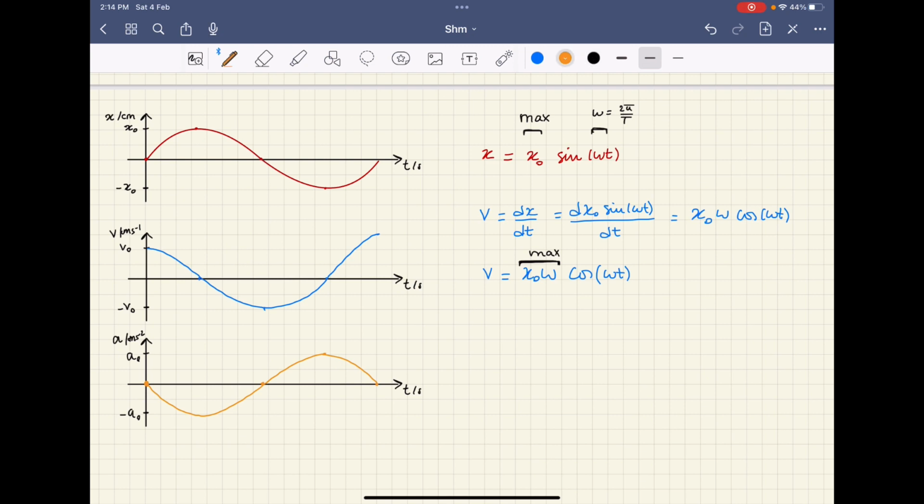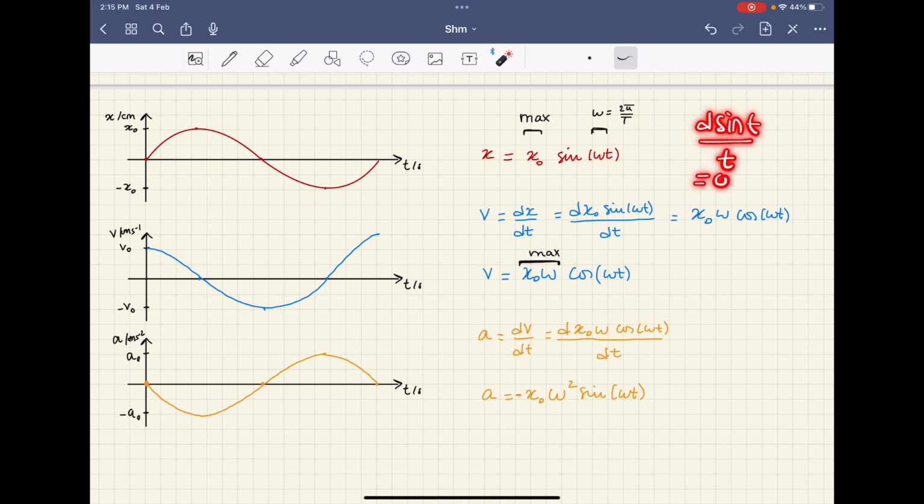Last thing, if we would like to find the acceleration, we would derive the velocity in time. So the derivative of x0 omega cos omega t in time, and you will get that acceleration is equal to minus x0 omega squared sine omega t. Well, these are the rules. The derivative of sine t in time is equal to cosine, and the derivative of cosine t in time is equal to minus sine.